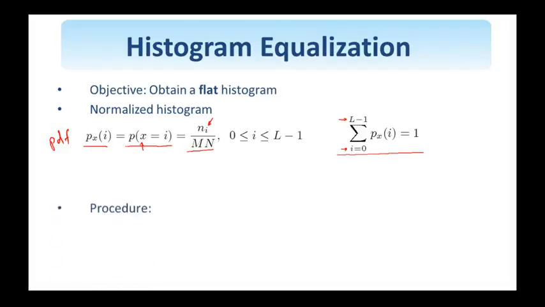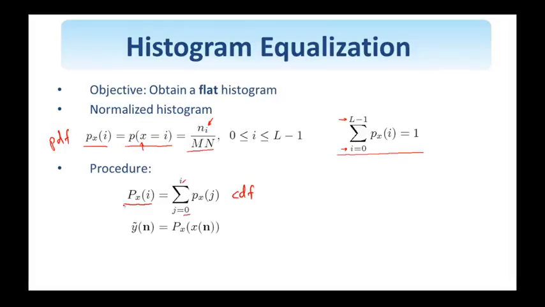Then the algorithmic steps I have to take are, the first one is I have to form this capital P_x(I) function, which is the sum of the probabilities from intensity 0 to I. So the value of P_x at I is this sum from 0 to I. This is actually a cumulative distribution function. And this is the function I will use now to perform this point-wise transformation of the intensity values of the image. So the transformation is shown here.